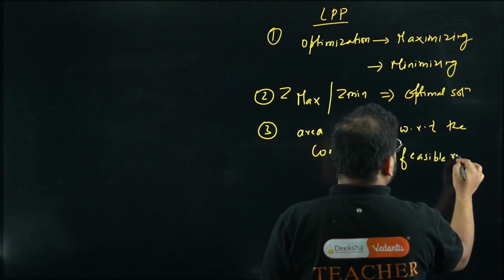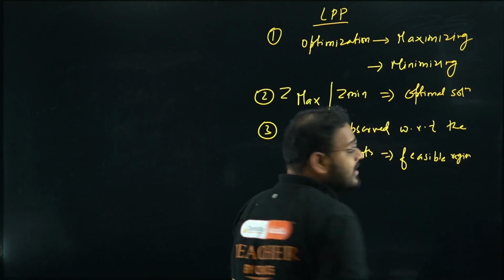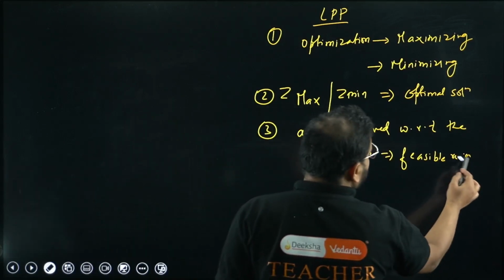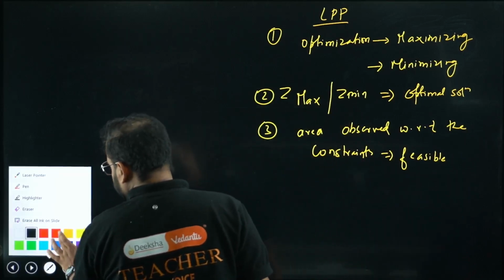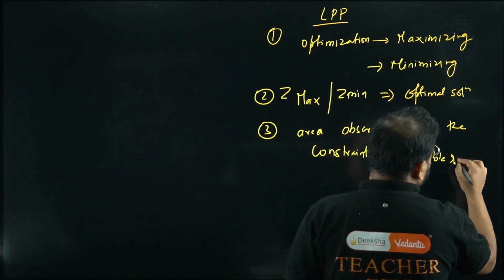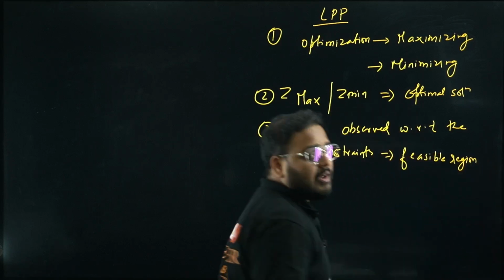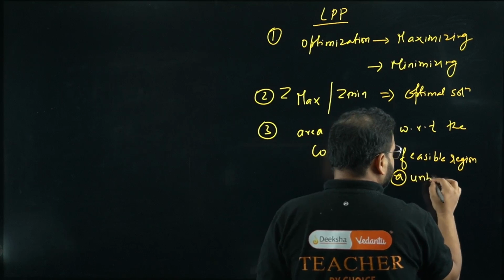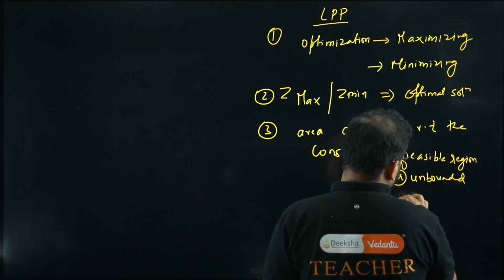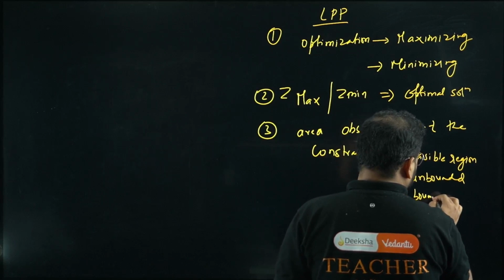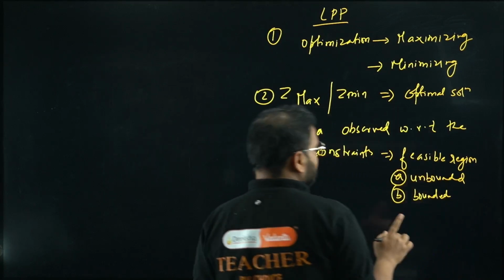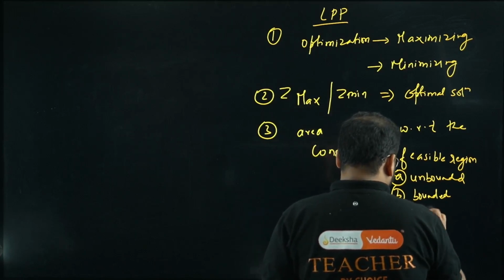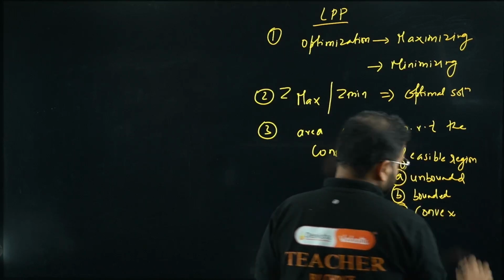Feasible region. Okay, understood? Not clear on the region part, I can write that part again, not a problem. Now understand this: the feasible region can be unbounded also, and can be bounded as well. But remember, whether unbounded or bounded, it will always be a convex shape.